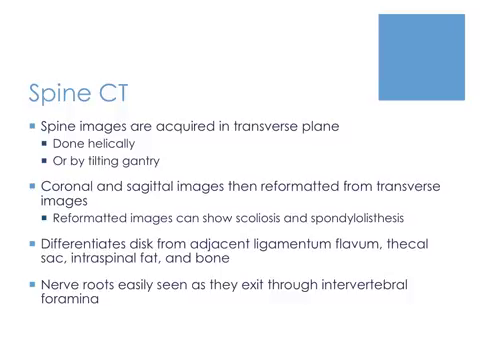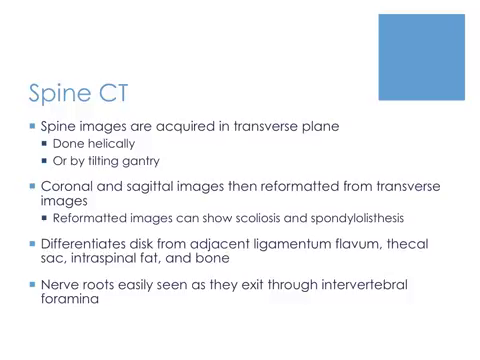So usually for cervical, thoracic, and lumbar spine imaging regarding CT, spine images are acquired in the transverse plane. This is done using the helical technique, and it's also done possibly by tilting the gantry. The coronal and sagittal images are then reformatted from those transverse images, and these reformatted images can show things like scoliosis or spondylolisthesis.